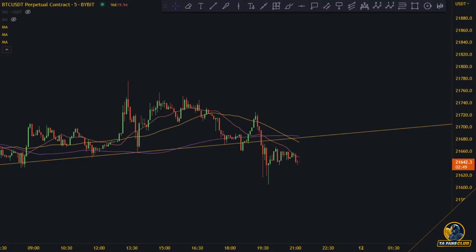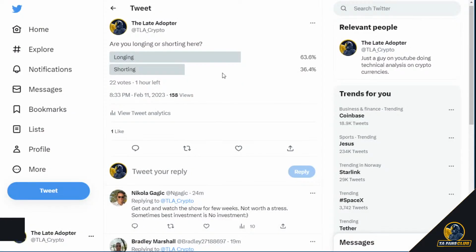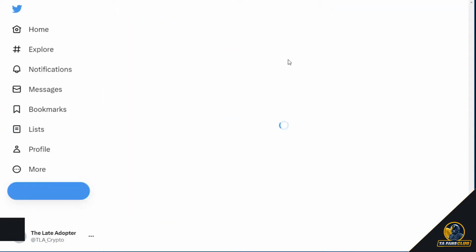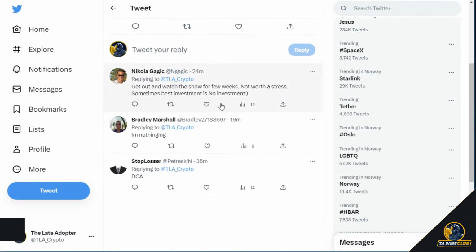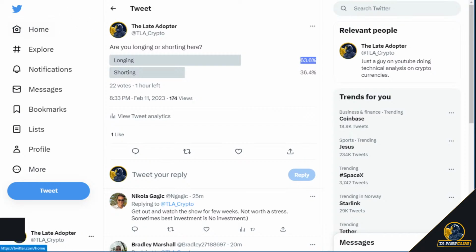How about chat? In the chat, 37% longing, 32% shorting, 32% sitting on the fence. So it's pretty much very even. But that's how you guys are thinking. Twitter is a little bit different. Twitter is still mostly bullish. You know my channel is bearish. So if my bearish channel has 63.6% longs over here, imagine what kind of long positions these other channel polls have.